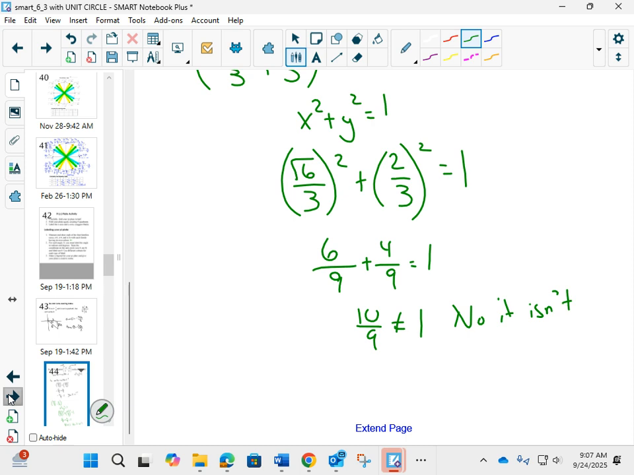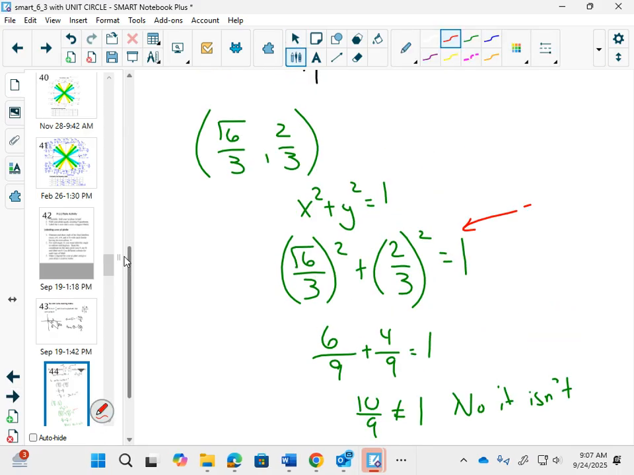And on first glance, you're like, I like what they did. They're checking. They found out that it didn't equal and said, no, it isn't. But on the exam, they would lose a half point at this point, because this is not true, and you're trying to show that it works.